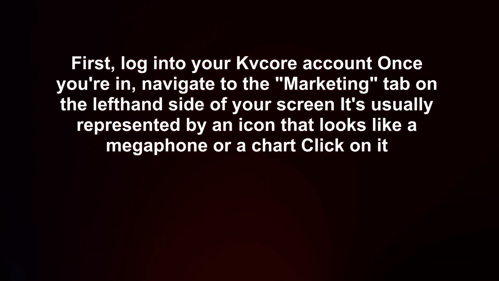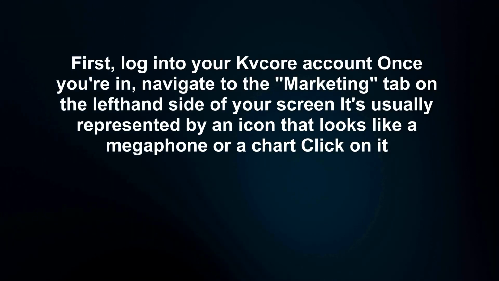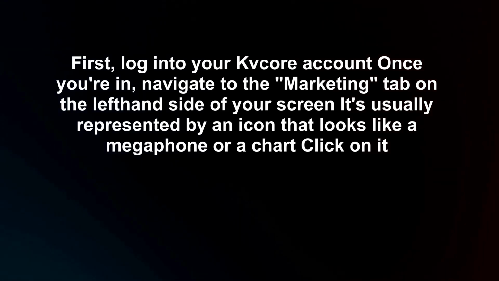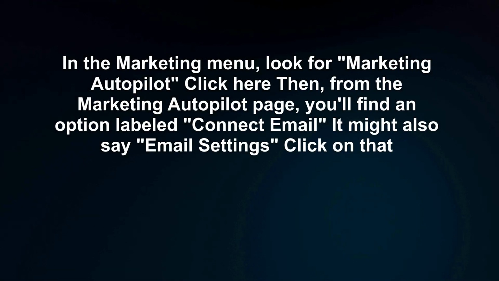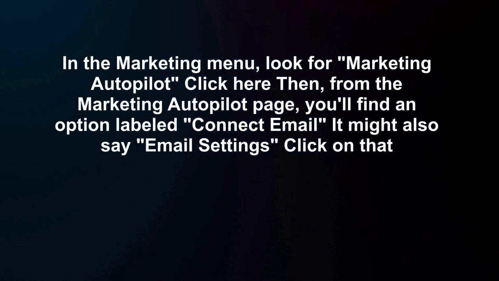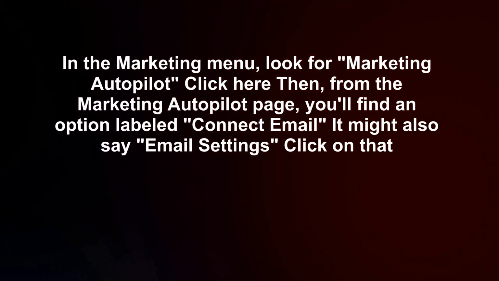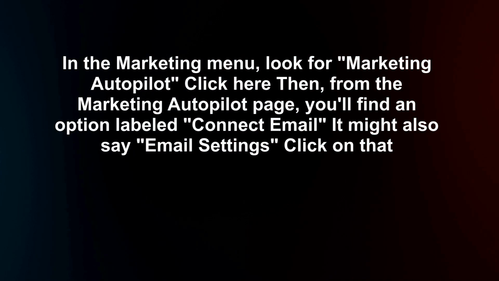First, log into your Kvcore account. Once you're in, navigate to the Marketing tab on the left-hand side of your screen. It's usually represented by an icon that looks like a megaphone or a chart. Click on it. In the Marketing menu, look for Marketing Autopilot. Click here. Then, from the Marketing Autopilot page, you'll find an option labeled Connect Email. It might also say Email Settings.